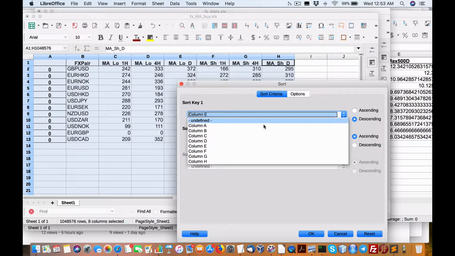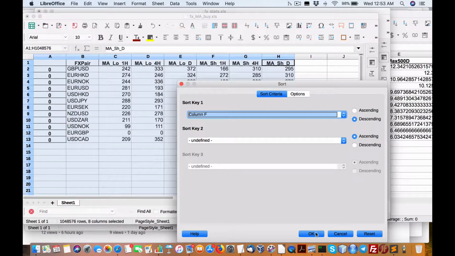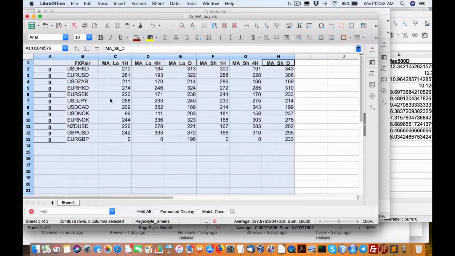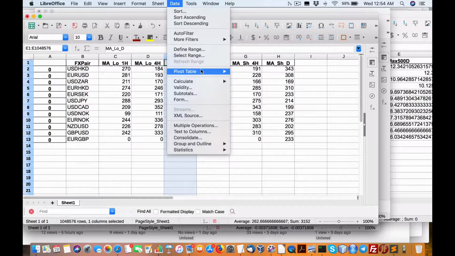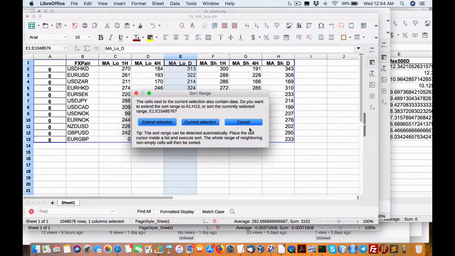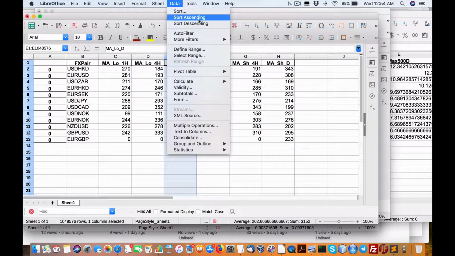So let's see what we do here. Column F. So in this case, oh, yeah, that's not a good way. So we have here the USD Hong Kong dollar short term. Oh man, I'm getting my time periods messed up. Okay, so we want column E and column H. Forgive me on that.